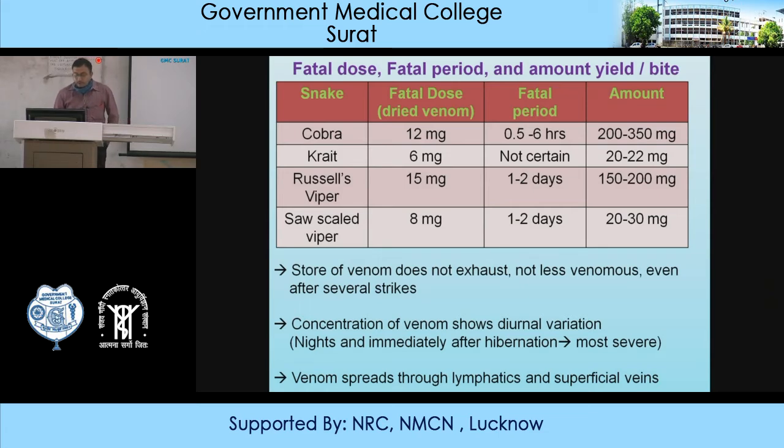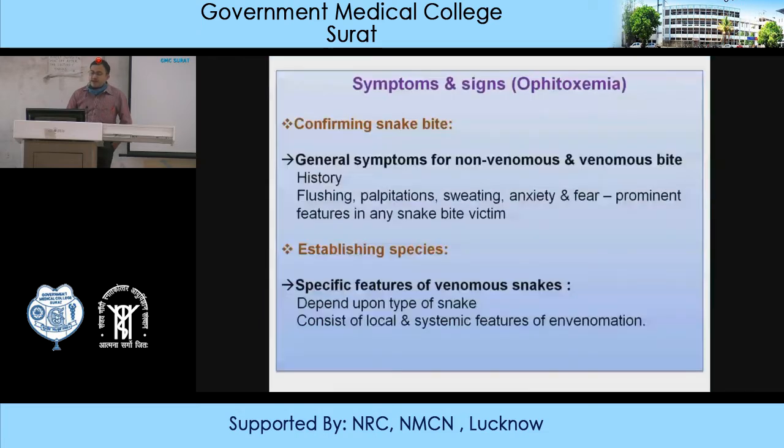Venom spreads through lymphatic and superficial vein. After bite, the venom spreads through the lymphatic channel and from the superficial vein into the systemic circulation. Now sign and symptom, also known as ophiotoxemia. What is ophiotoxemia? Sign and symptom produced by snake venom poisoning or snake bite.